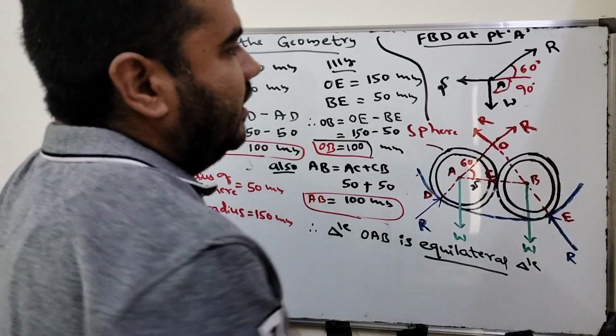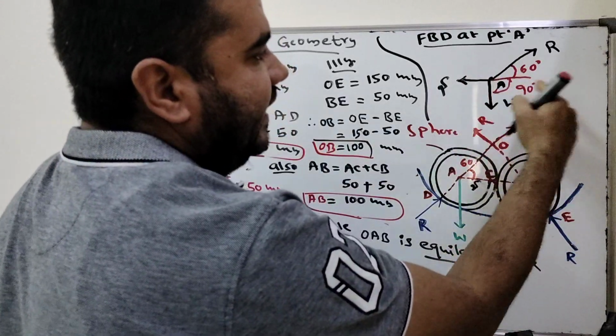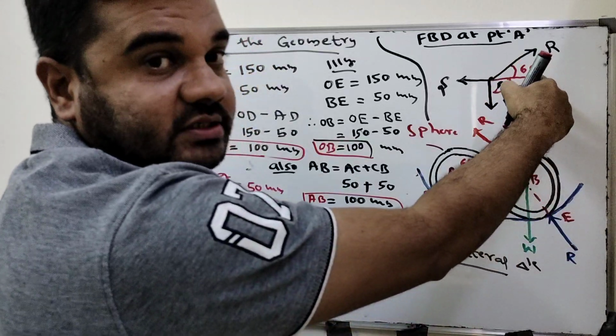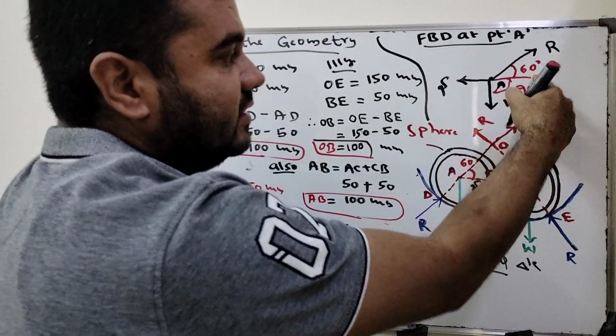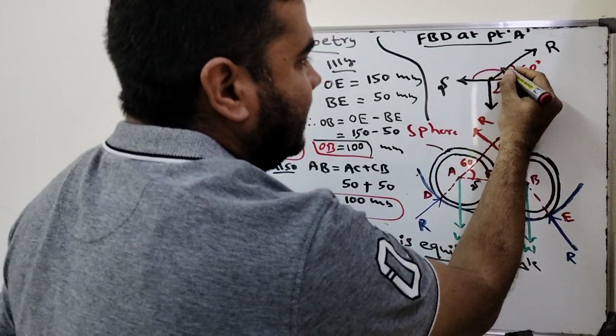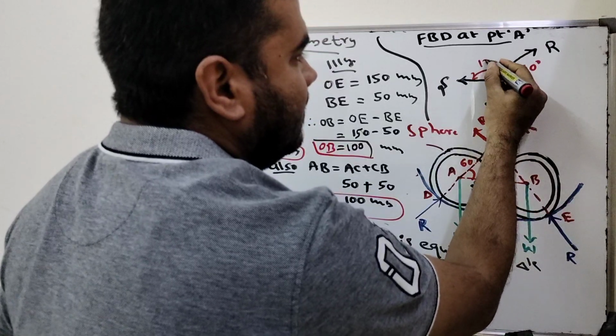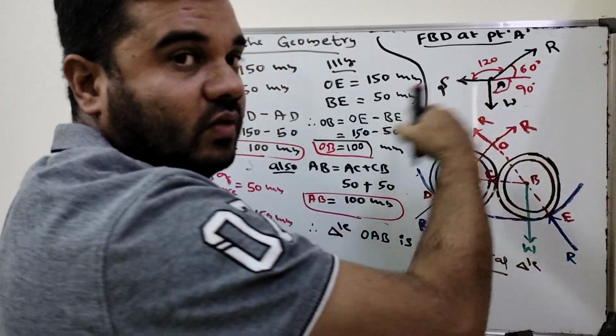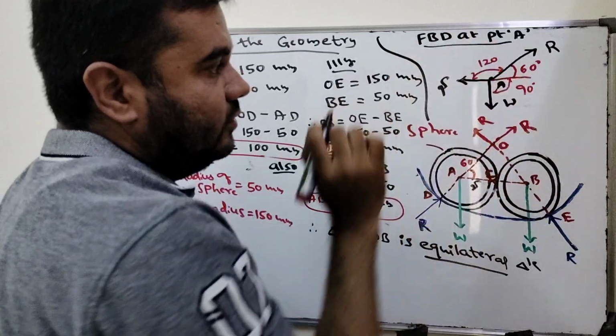Okay. Now this is horizontal. This is 180. 180 minus 60 is how much? 180 minus 60 is 120. I can write this as 120, right? Because horizontal is 180. 180 minus 60 is 120.